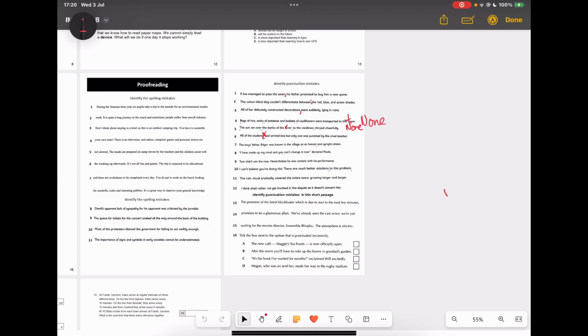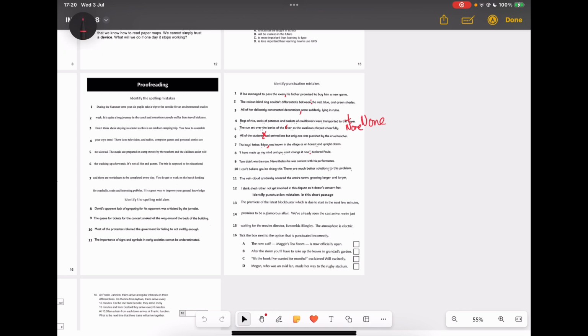The boys' father, Edgar, was known in the village as an honest and upright citizen. Well, this one is going to be the boy's father, Edgar, comma, was known in the village as an honest and upright citizen. 8. I have made up my mind and you can't change it now, declared Paula. So this needs a full stop after her dialogue.